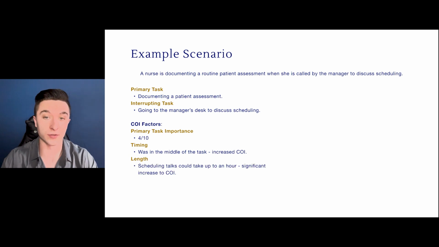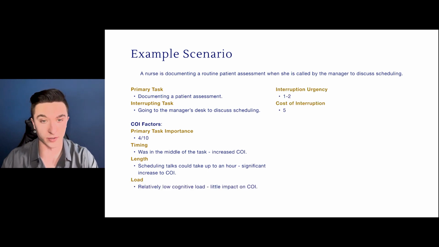The length of the interrupting task is significant also. Scheduling talks could take up to an hour. So that's a pretty large primary task pause time we're talking about here. And finally, the cognitive load of both tasks is relatively low. So even so, with the other factors hiking it up, our cost of interruption ends up actually being higher than the urgency of the interrupting task here.